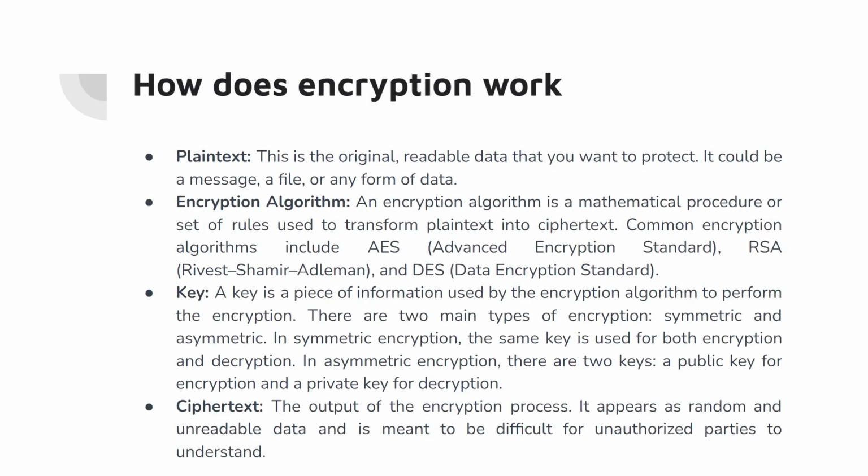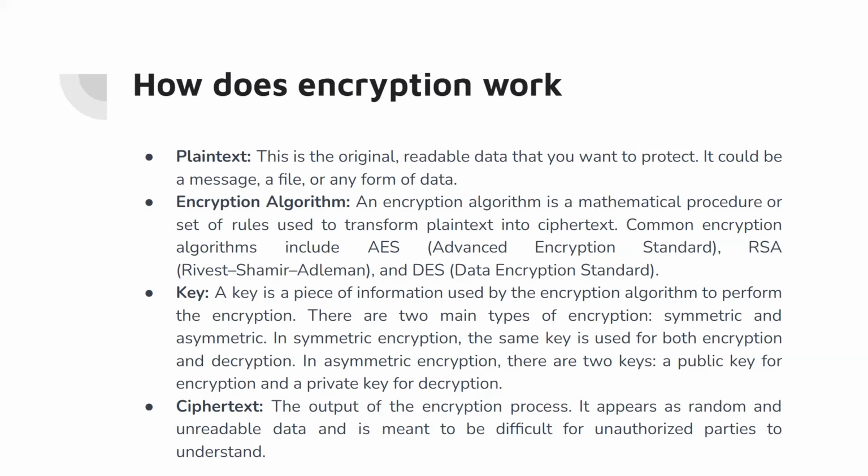How does encryption work? For encryption to work, there are essential elements such as the plain text, an encryption algorithm, a key, and the ciphertext. The plain text is the starting point of the encryption process. Plain text is the original human readable data that you want to protect. It could be a simple message, a file, or any form of information that you want to keep confidential.